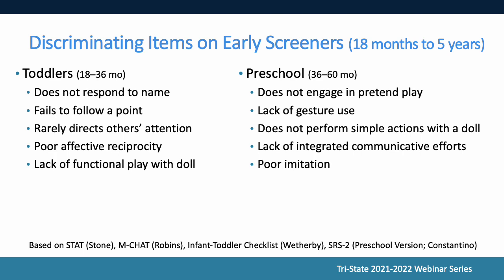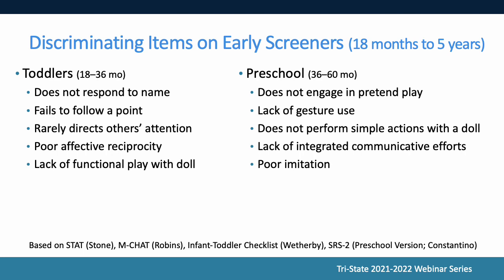When we look at the variety of early screeners that we now have in the field, many of which we'll talk about in part 2 of this presentation, we see some pretty common items that help us differentiate autism from other developmental conditions in the early years. In general, those measures tend to emphasize different things for toddlers than for preschoolers. As you can see here, for toddlers in that 18 to 36 month range, we're looking at not responding to a name, failing to follow a point, rarely directing other people's attention, having poor back and forth emotional sharing, and not playing very often with a doll in a functional way.